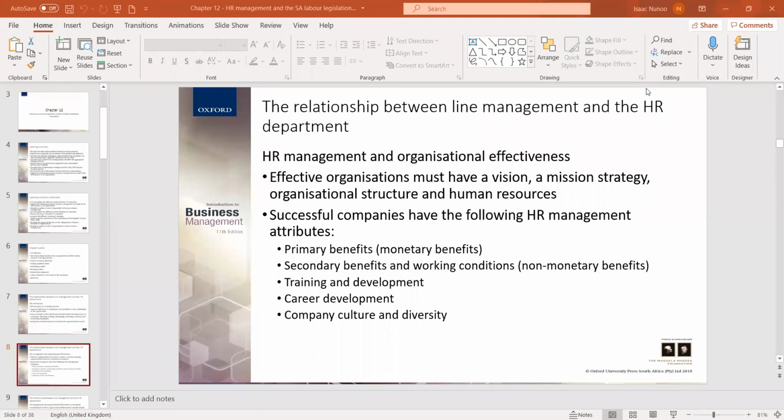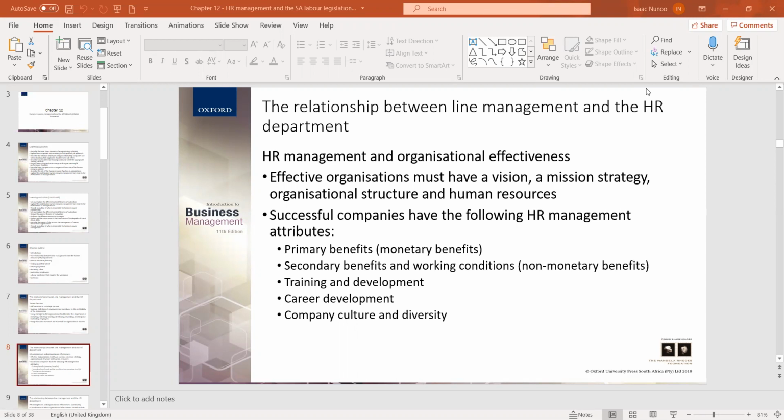So we continue our discussion with looking at human resource management and organizational effectiveness. One interesting thing for an organization to be called effective is that it must have a vision, a mission, a strategy, and the organizational structure as well as the human resource. One important thing is that the people that you employ in the business are those people who tend to create the ideas and foster your visions and missions, to ensure the success of this company.